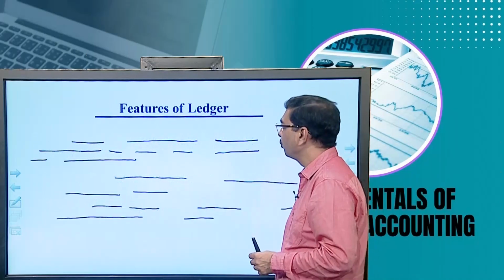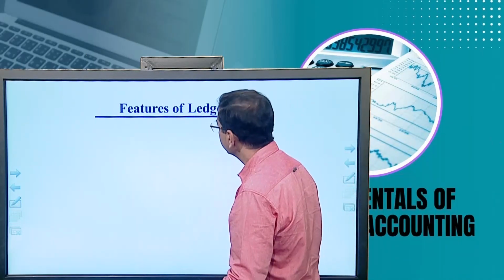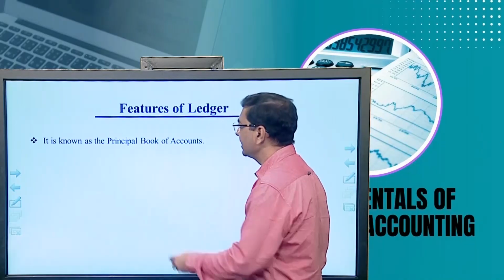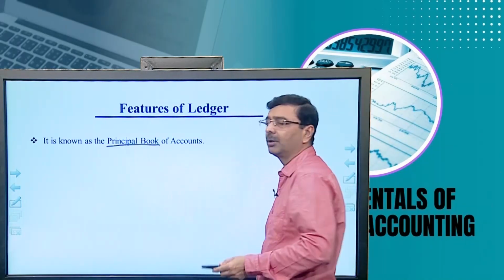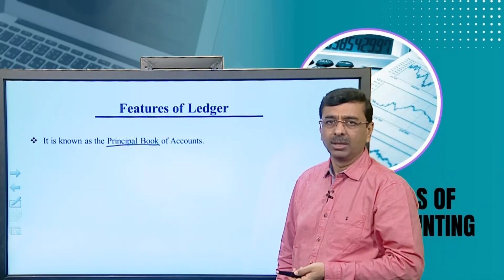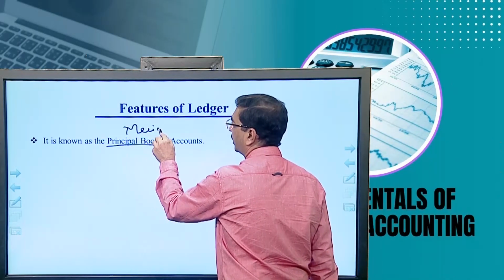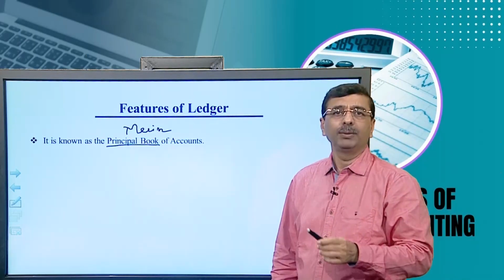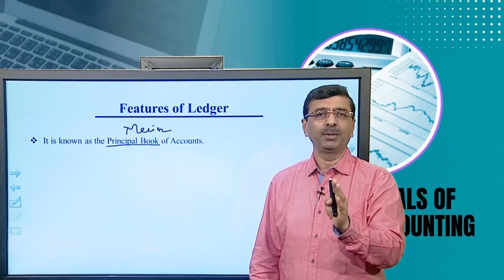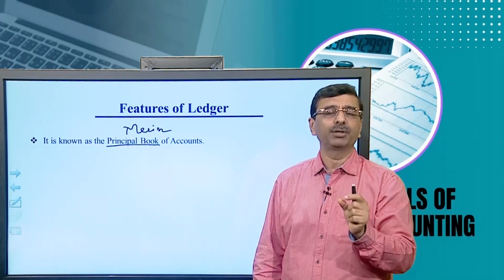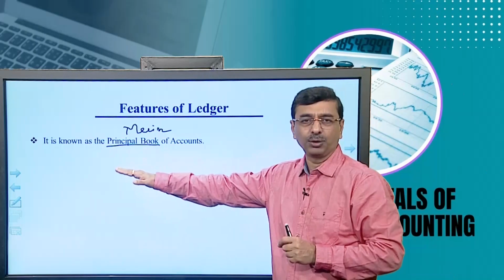The next is features of the ledger. The ledger is known as a principal book, or you can consider it the main book. Why is it considered a principal book and main book? Because ultimately you will get all the basic information of each particular individual account from the ledger book.